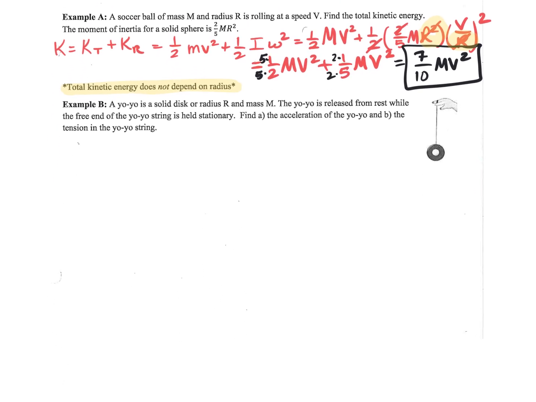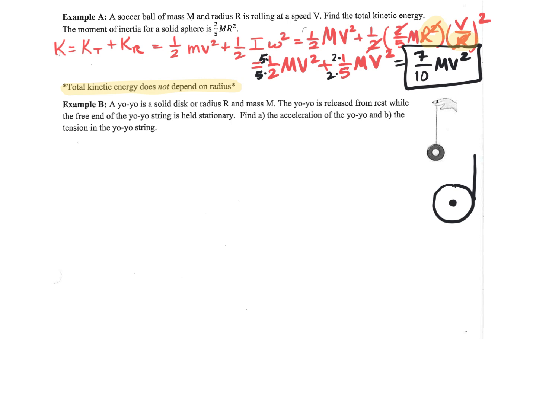So let's talk about example B. We've got a yo-yo. Yo-yo is a solid disk with a radius r and a mass m. It's released from rest while the free end of the yo-yo string is held stationary. Find the acceleration of the yo-yo and the tension in the yo-yo string. So, what you have to picture is if you're letting go of a yo-yo, the string is here, isn't it? And the center is here.